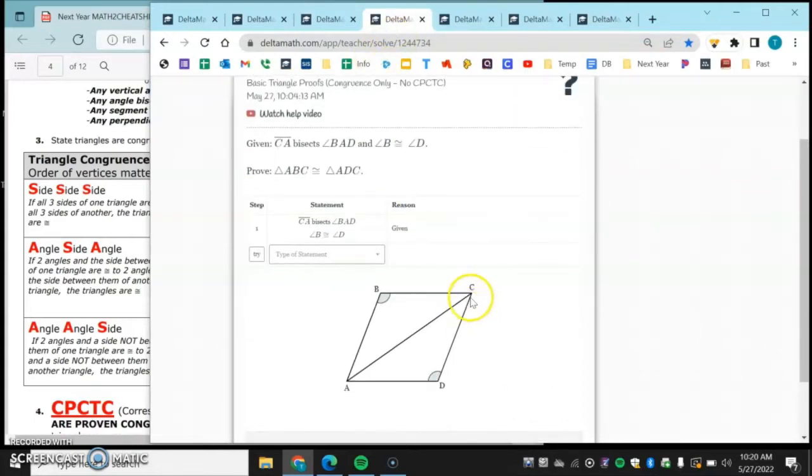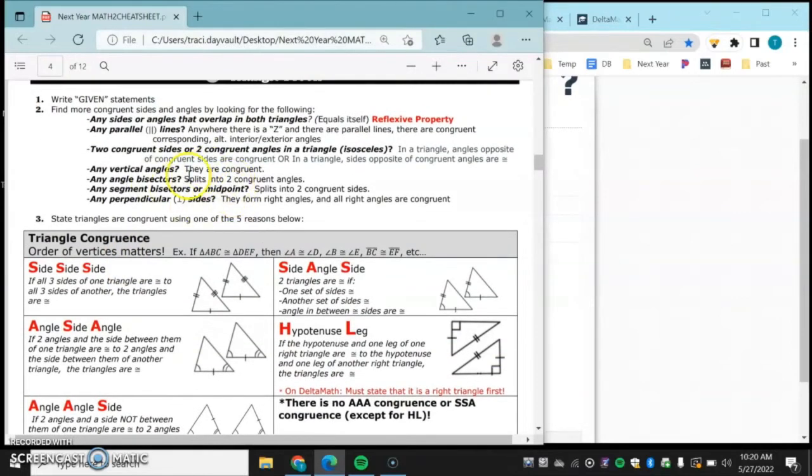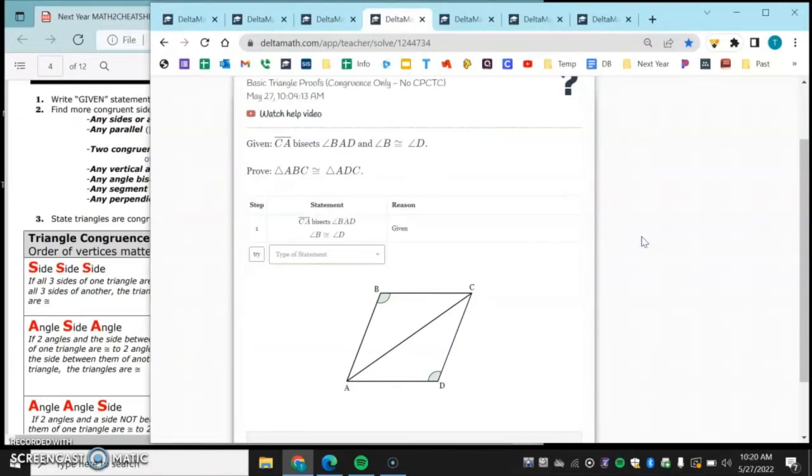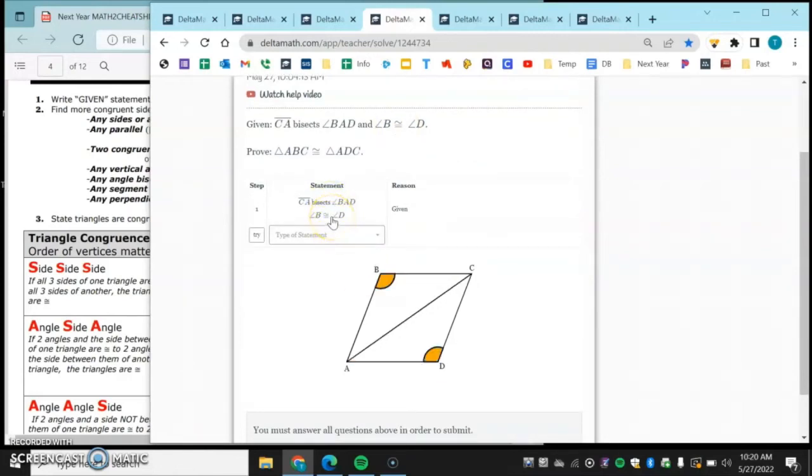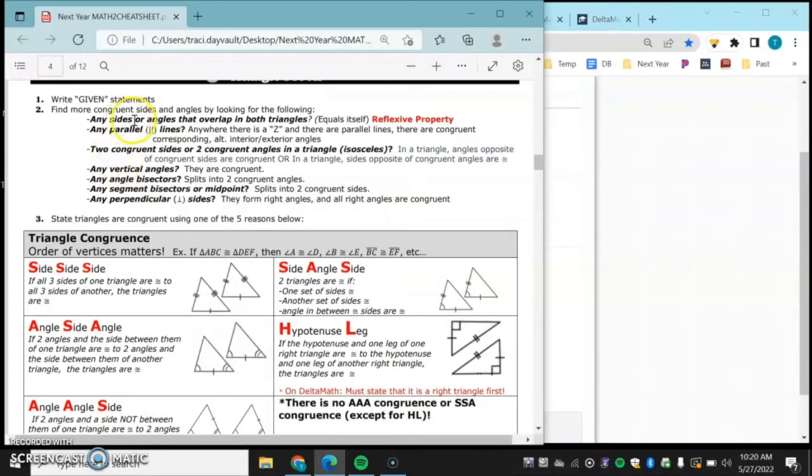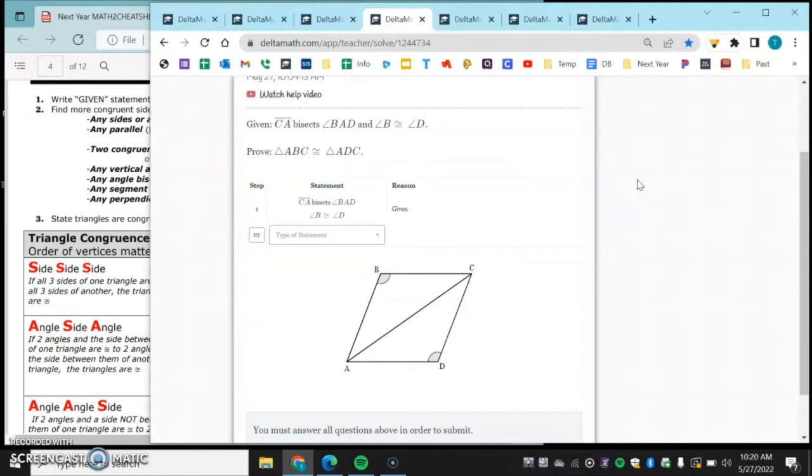Let's look at some more. We are given that CA bisects angle BAD. Remember what bisect means? Bisect means it splits into two congruent angles, and it gives us another angle. Angle B is congruent to angle D. Right now, we just have one set of angles labeled congruent, so we need to see if we can find any other congruent sides or angles looking at this checklist. Are there any sides or angles that these two triangles share? Yes, we would have AC is congruent to itself.